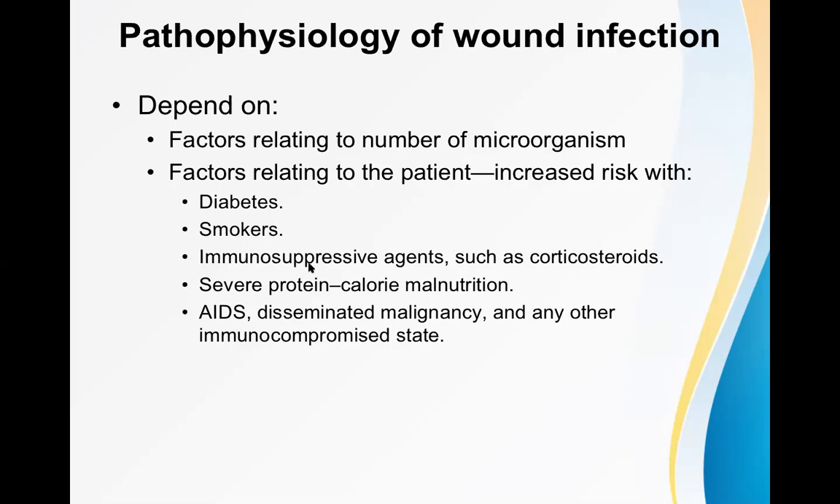Smokers, immunosuppressive agents like corticosteroid or other powerful immunosuppressive agents. Many students know the examples already, like cyclophosphamide, azathioprine, different anti-cancer drugs. Severe protein calorie or protein energy malnutrition, PEM we say, AIDS, disseminated malignancy, and any other immunocompromised state per se. All of these cause a high chance of wound infection.